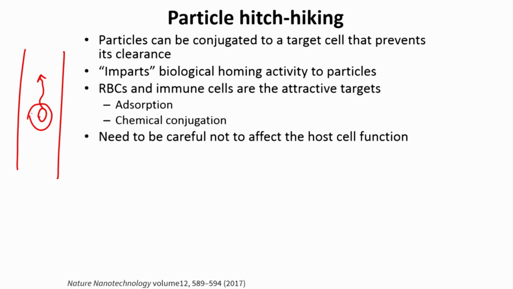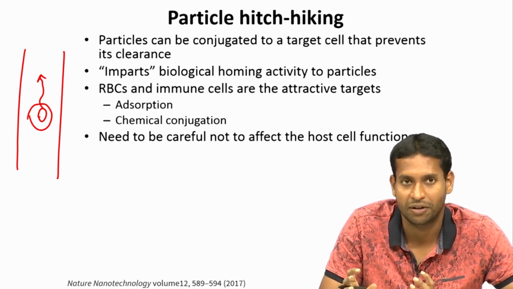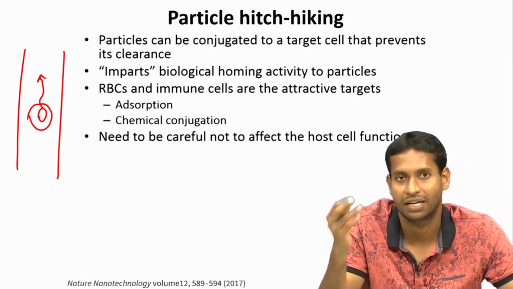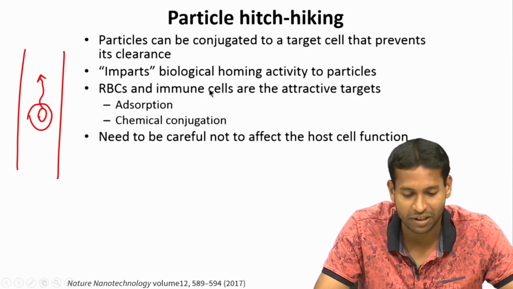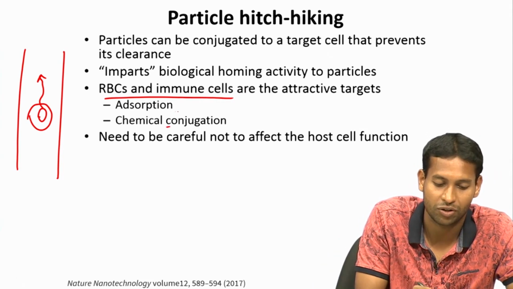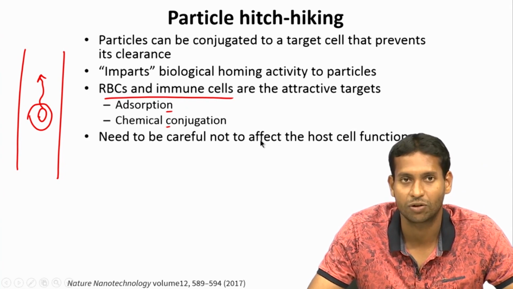But what happens if I conjugate the particle to, let us say, something which the body considers to be self, let us say the body's own cell, the RBCs. What will happen is now the immune cells are not going to attack the RBCs because they think that this is their own, and your particles can then circulate and eventually slowly degrade to release whatever drug they are carrying. So RBCs and immune cells themselves are very attractive targets. Various methods are used such as adsorption or chemical conjugation to these, although we need to be careful not to affect the function of the host cell itself.